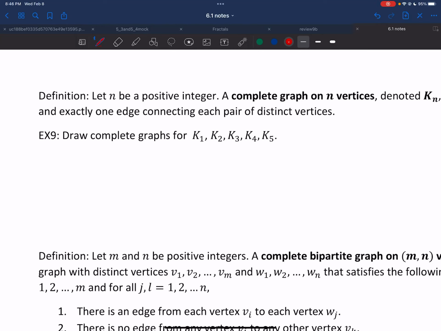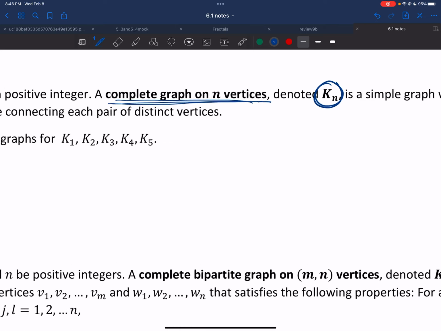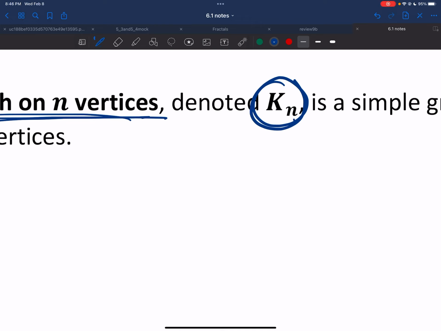Graph called a complete graph. And with a complete graph, we're going to have a name that we give it, and that name is going to be denoted by the capital letter K. And with this capital letter K, you'll notice there's a number n. That number n tells us how many vertices I have on that graph.